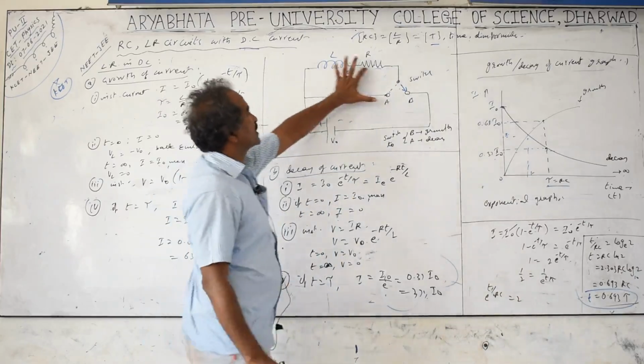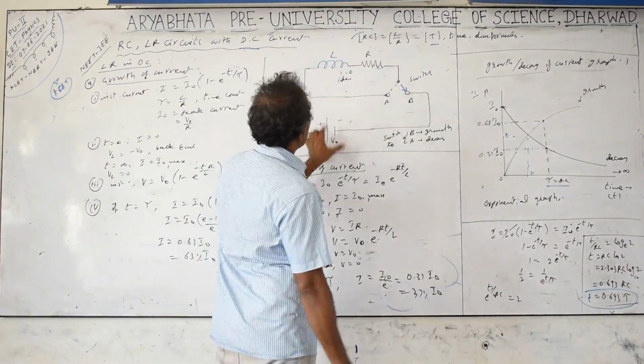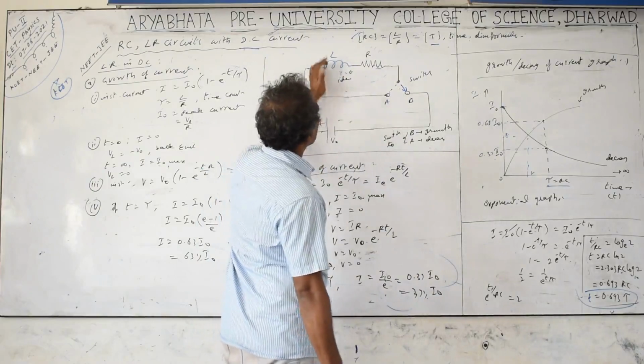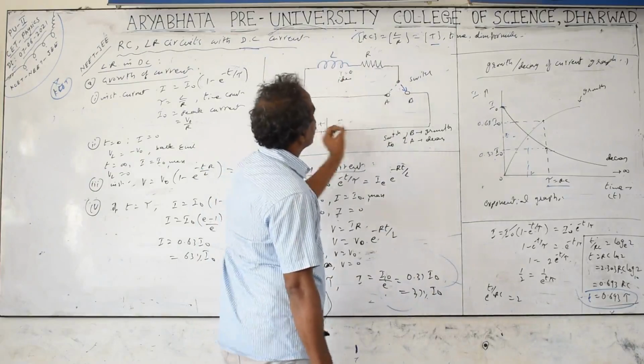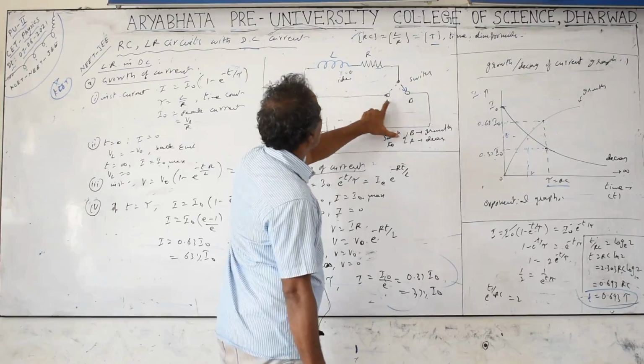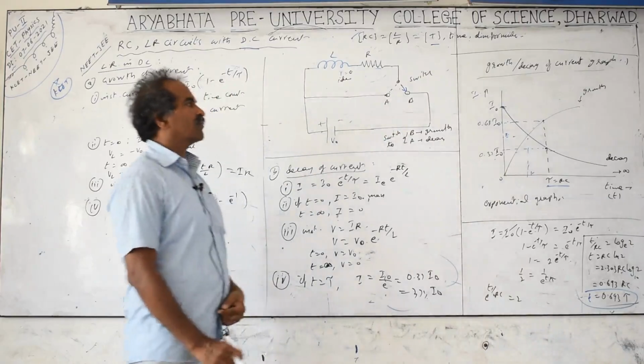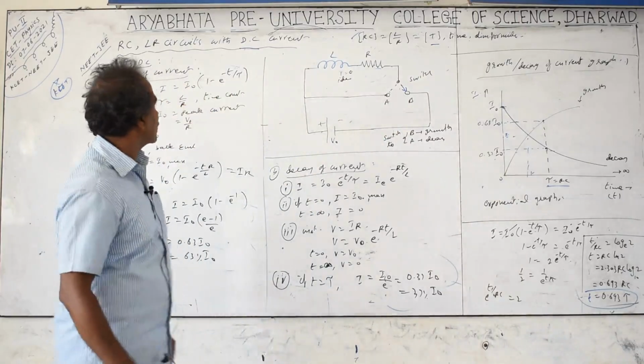The inductor is connected with the resistance R, a switch and a battery. As the battery is connected to the inductor, the current tries to increase through it when the switch is closed. When the switch is connected at A, the short circuit case, the current tries to decrease through the inductor. Now we have to take the help of Faraday's law of electromagnetic induction.